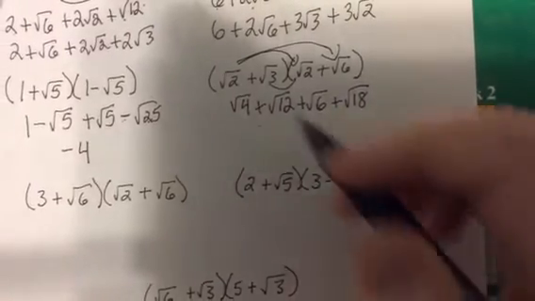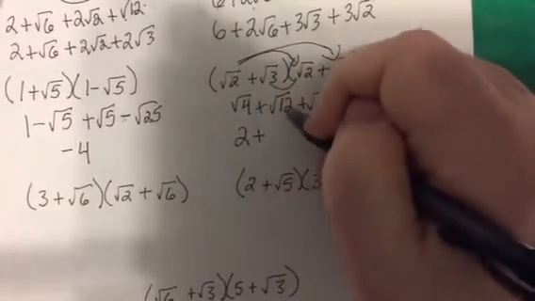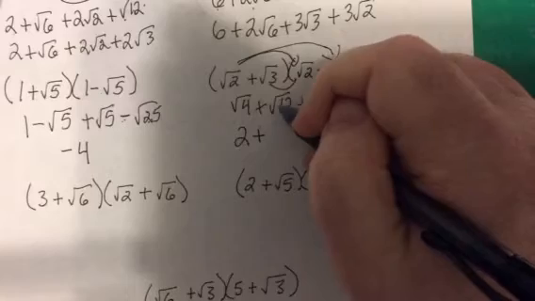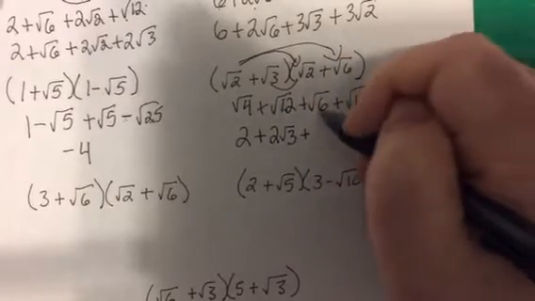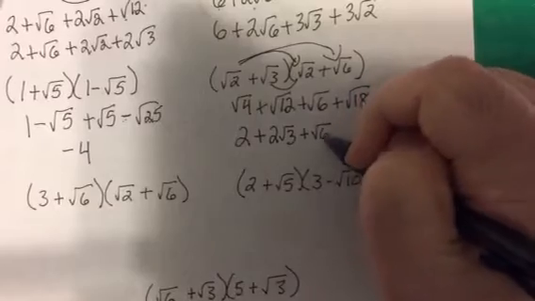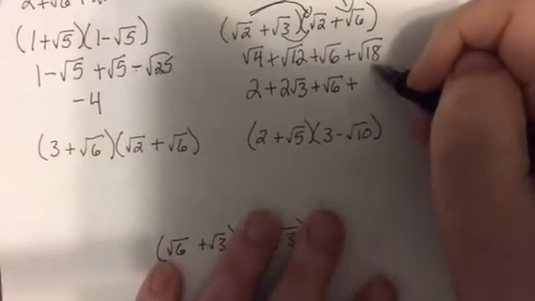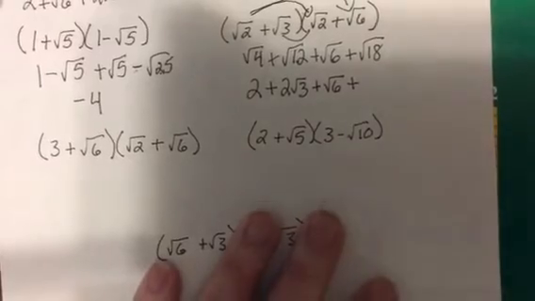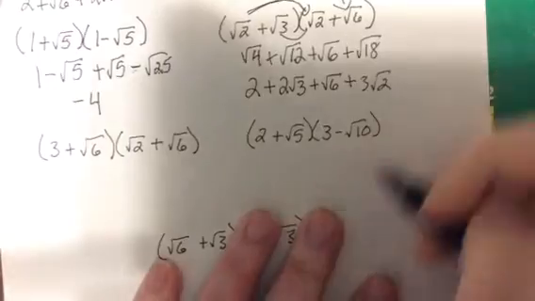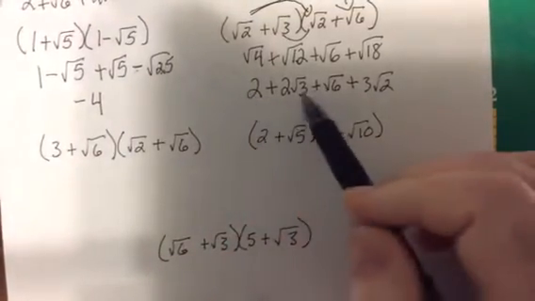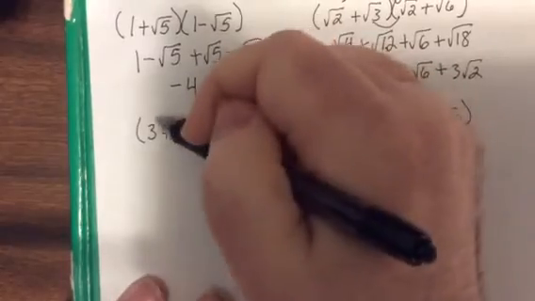Ooh, I got a lot of things that simplify. Square root of 4 is 2. 12 is 4 and 3. Square root of 4 is 2. Square root of 6 can't do anything with. 18 is 9 and 2. Square root of 9 is 3. So that would be 3 square root of 2. And do I have anything that combines? Nope. Let's try this one.